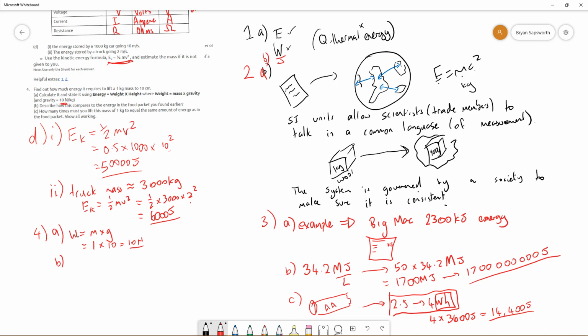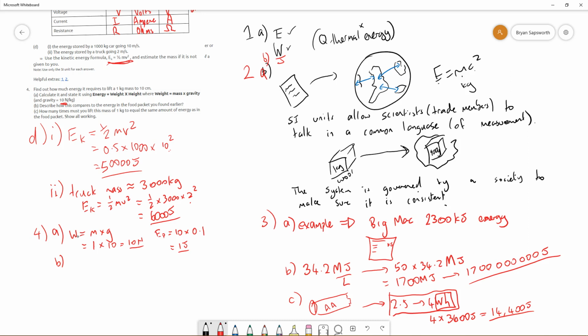B. Oh, sorry, I haven't finished yet. We need to then find out what the energy is. And we call it potential energy. And it's going to be weight times height. So my weight is 10 times the height. Now the height needs to be in meters. And we get 0.1, so we get 1 joule. Conveniently, I chose that. Describe how this compares to the energy of the food packet you found earlier.